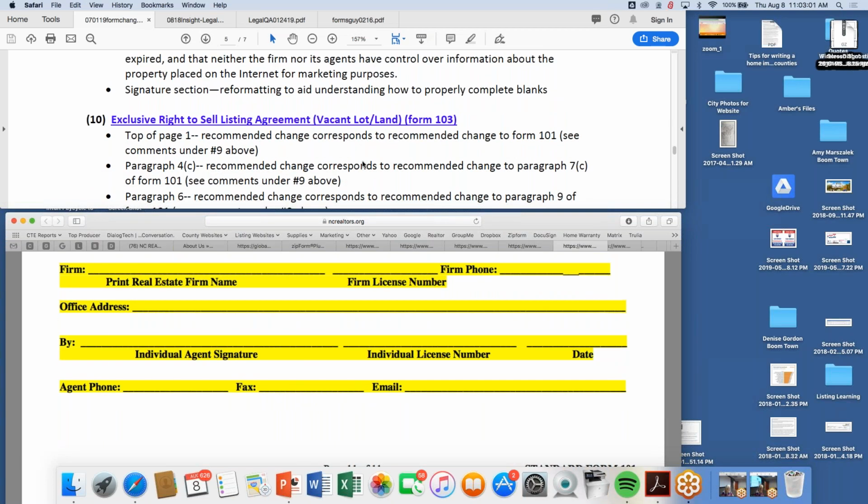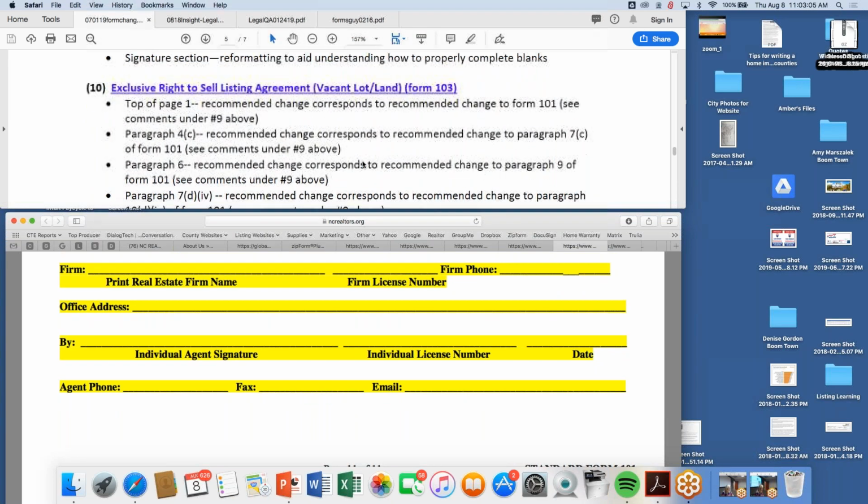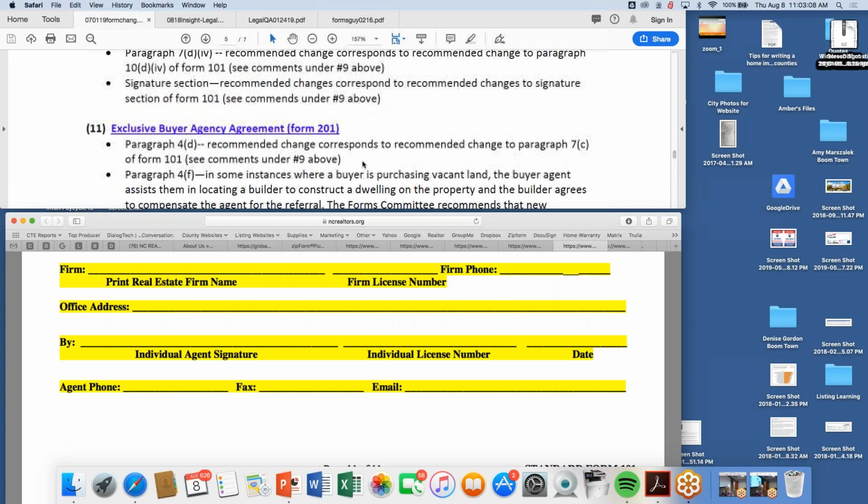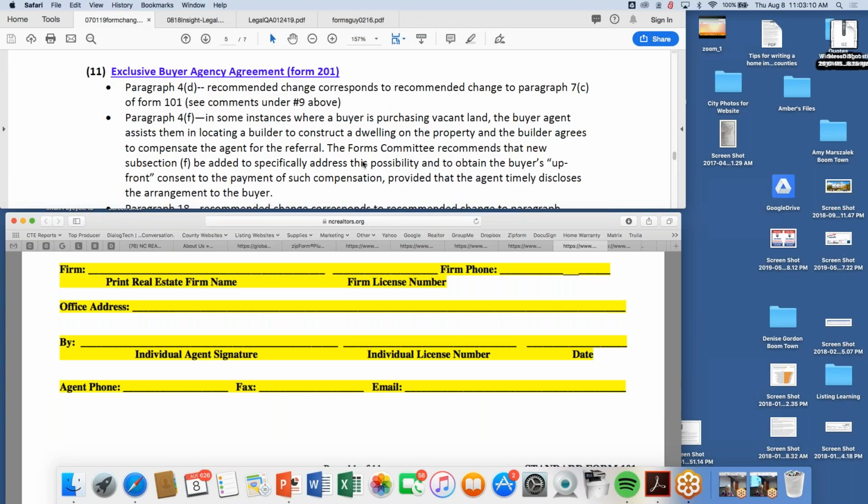Okay, so again, as you have the land and lot offer to purchase, and you've got the exclusive right to sell vacant land here. Then we move into the exclusive buyer agency agreement.